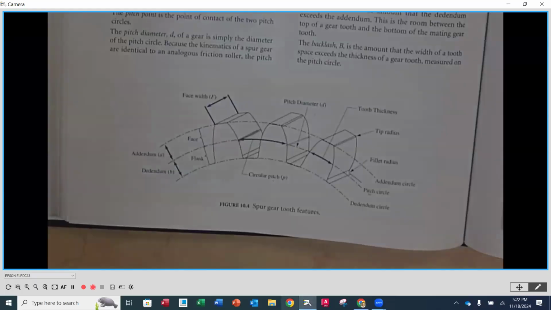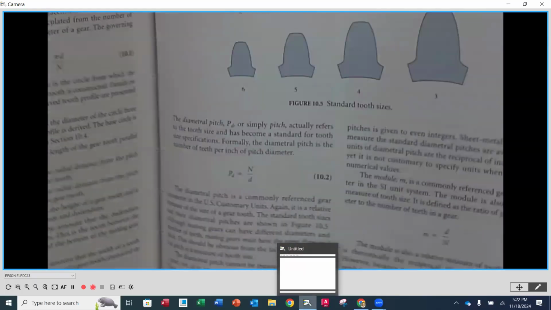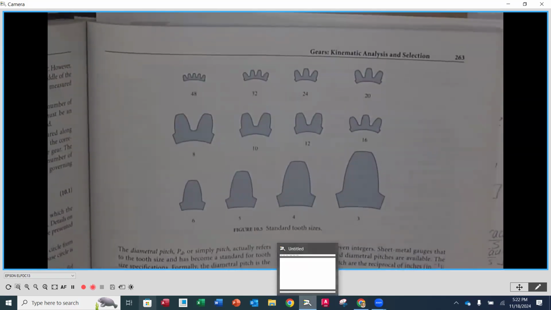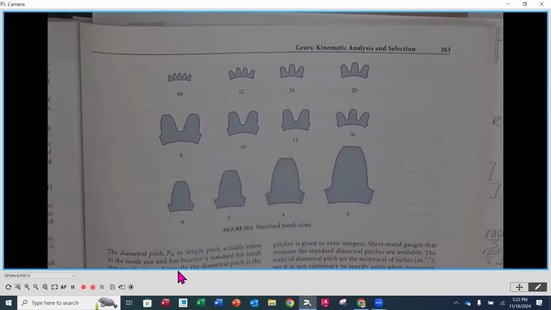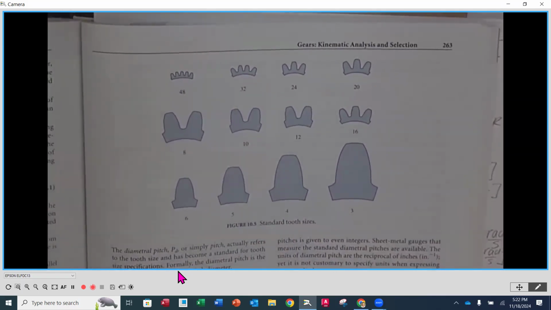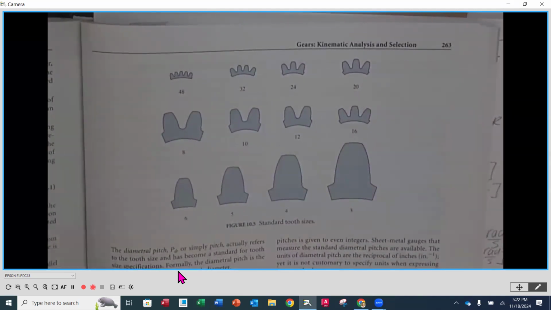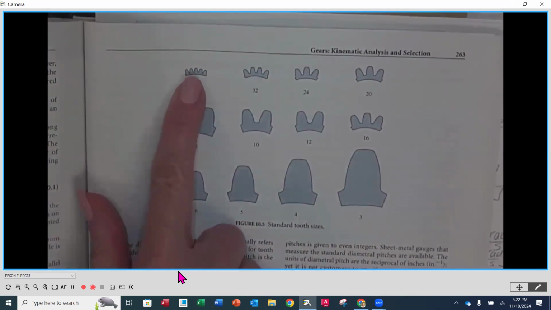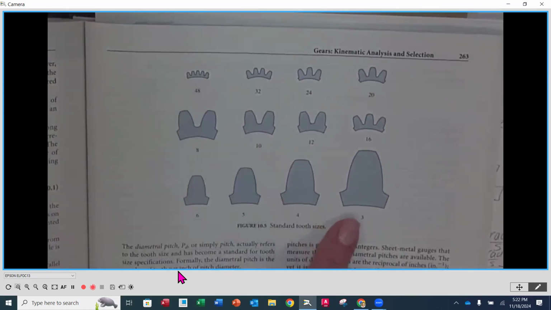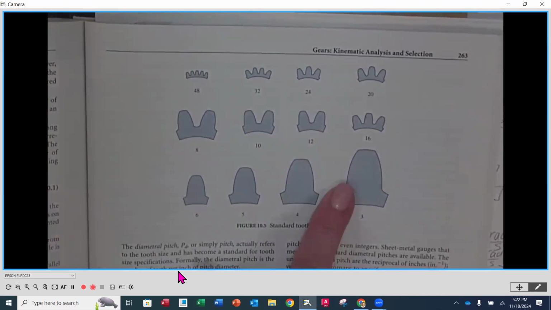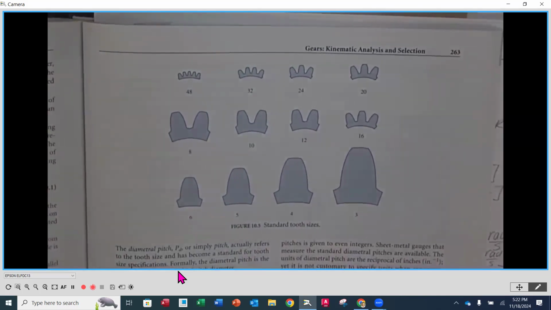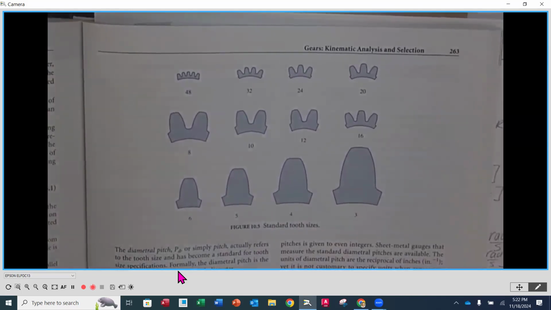If we turn the page to page 263, at the very top, we have an illustration showing standard tooth sizes, and this pertains to spur gear teeth. You'll notice that we have the number 48 corresponding to the teeth directly above it. And down here on the opposite end, number 3 with a tooth above it. What this illustration is saying is that when we have teeth that are engaged with one another, they have to be the same size tooth, okay? These numbers represent what we call the diametral pitch.